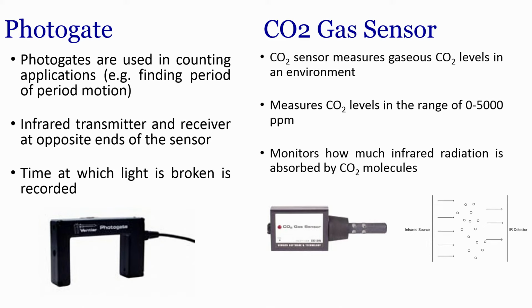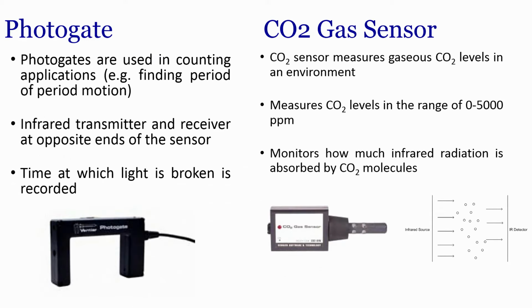Now, CO2 gas sensors measure gases like the CO2 level in the environment. They measure levels in the range from 0 to 5000 ppm, monitoring how much infrared radiation is absorbed by CO2 molecules. For example, with an infrared sensor, if I have a source and an IR detector, the signal sent from the source and the signal received by the detector would depend on the number of CO2 molecules in between, because those CO2 molecules will absorb the infrared radiation. That is one way of measuring CO2, but there are several other ways that we will be discussing in the next module.